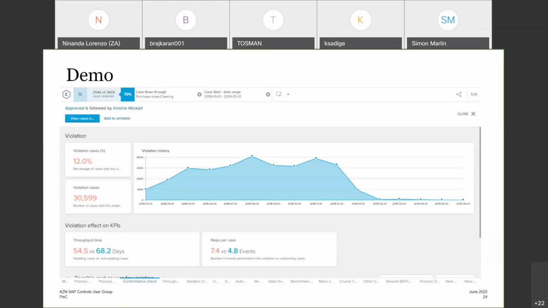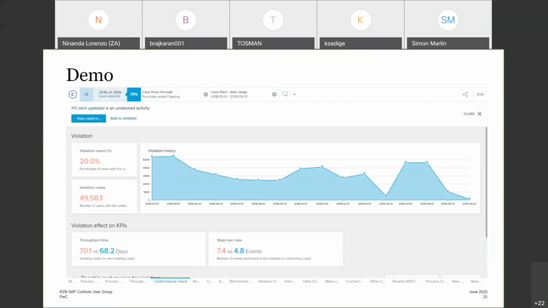And what we see with the time representation that we've got here is that there was a fair increase during 2018, but from February 2019 onwards, there were hardly any violations. What happened in this case was that the SAP configuration got updated, so there is a compulsory requirement for a goods receipt to be captured before we can continue with the process. And this graph clearly highlighted that for us.